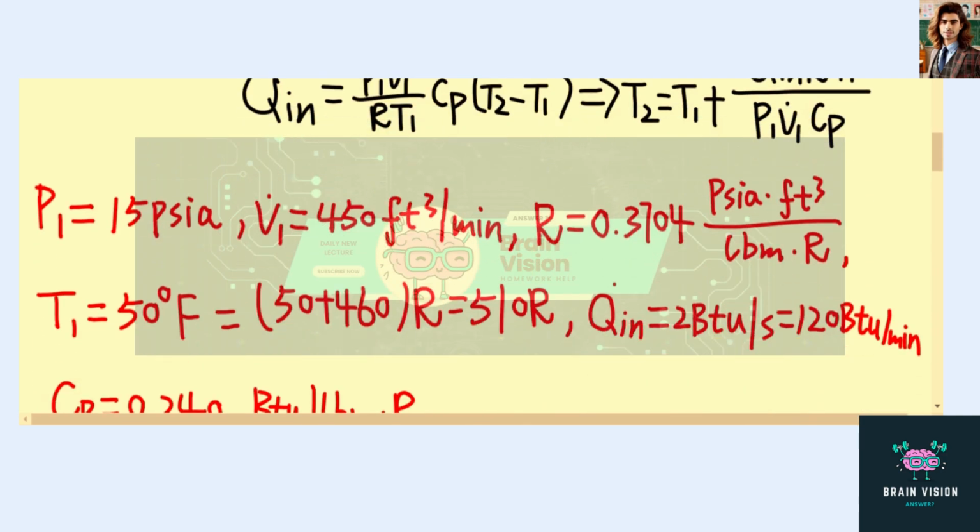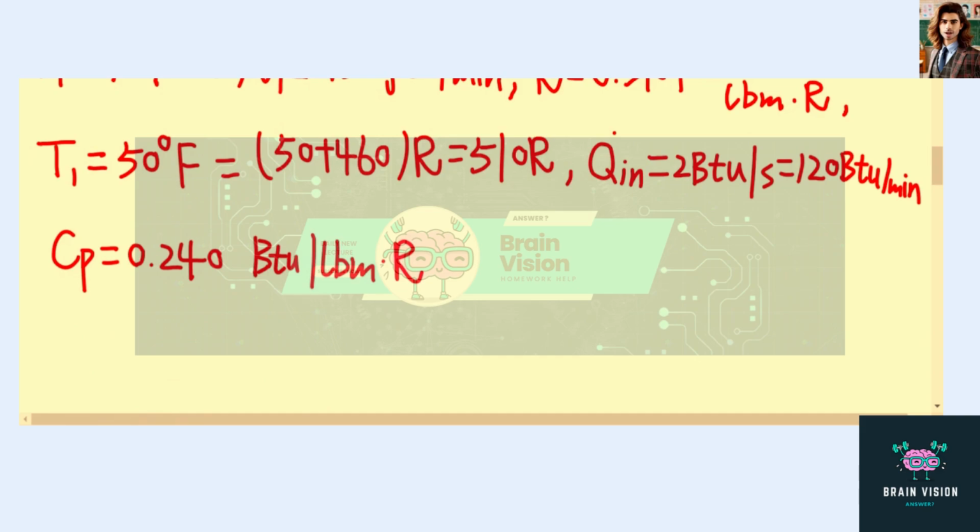So we know the inlet pressure is 15 psia. The inlet volume flow rate is 450 feet to the power 3 per minute. And we know the gas constant for the air is about 0.3704 psia times feet to the power 3 per pound mass times Rankine. The initial temperature is 50 degrees Fahrenheit. If we convert it to Rankine, it's about 510 Rankine. And we know the rate of heat transfer into the air is 2 British thermal units per second. If we convert to British thermal units per minute, it's about 120 British thermal units per minute. And we know the specific heat of the air at constant pressure is 0.240 British thermal units per pound mass times degree Fahrenheit.